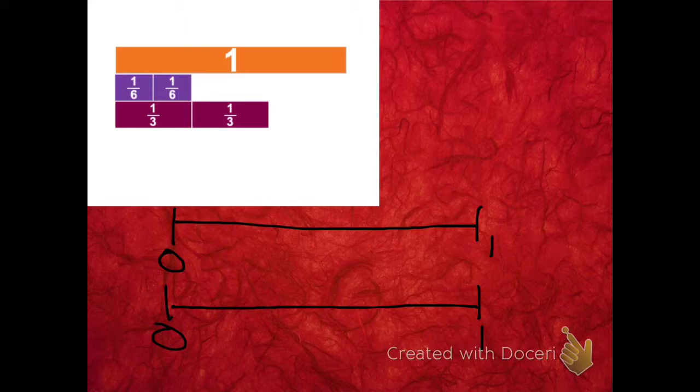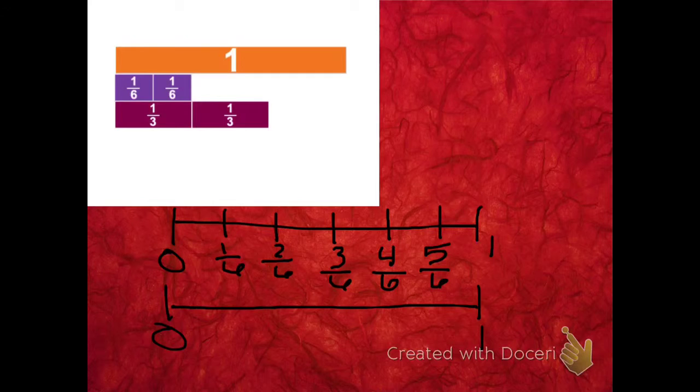Here I have 2/6. Well, I know I have to create my number line. I need to divide it up into 6 equal pieces. So here I go dividing it up into 6 equal pieces, and I'm going to label 1/6, 2/6, 3/6, 4/6, 5/6. And I can put 6/6, but it's the same as saying 1. My next one is thirds, so I'm going to divide my number line into 3 equal pieces. So here's 1/3, 2/3, and I'm going to label it.